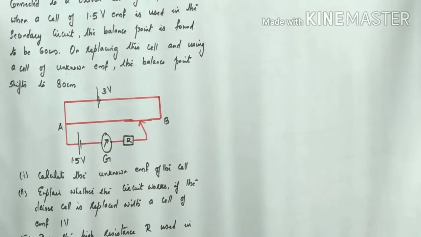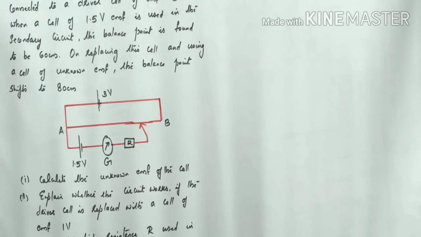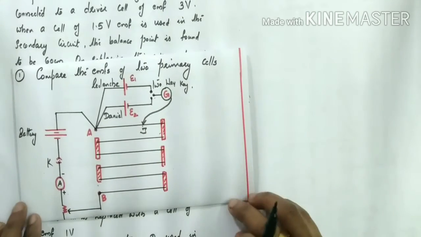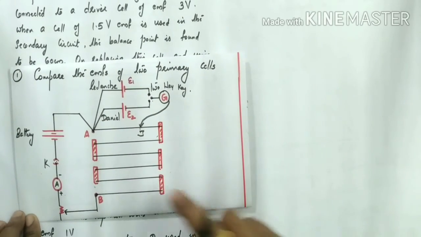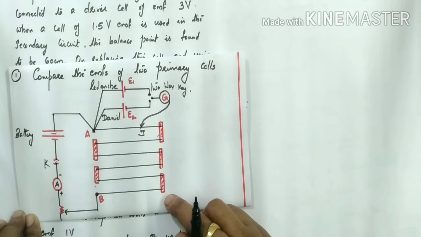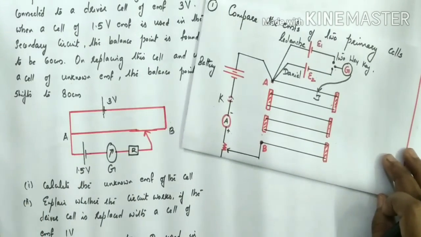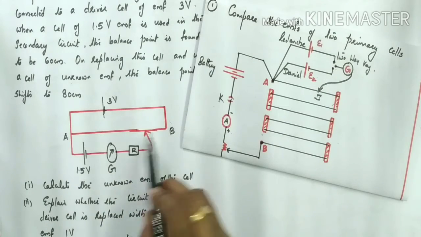This is a board question. Now, this potentiometer in the given figure is similar to the potentiometer you have already studied in the theory portion. This is a 6 meter potentiometer, or it could be some 10 meter potentiometer. It is arranged like this, a single wire.